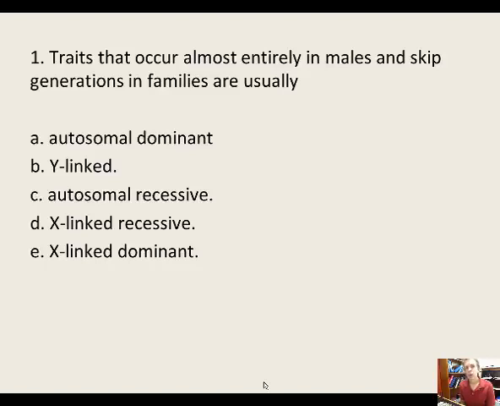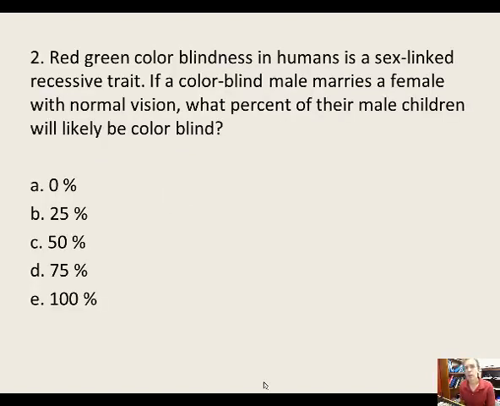So number one, traits that occur almost entirely in males and skip generations in families are usually... Number two, red-green colorblindness in humans is a sex-linked recessive trait. If a colorblind male marries a female with normal vision, what percent of their male children will likely be colorblind?